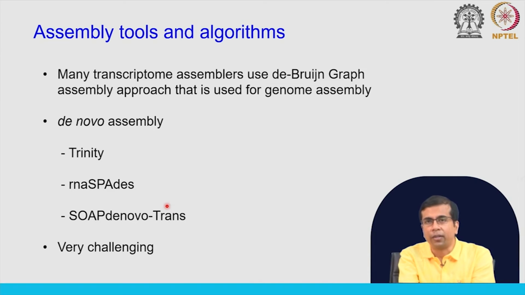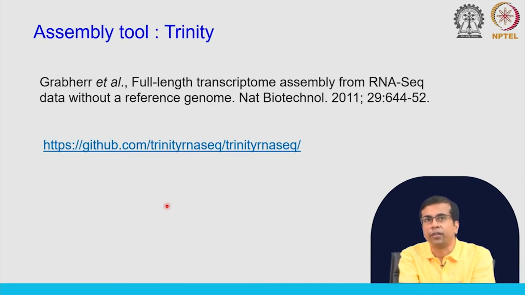I will just mention the tools, and as I mentioned, these use the De Bruijn graph assembly. Here is the paper describing the tool Trinity. It talks about the process of this assembly, and you can also get the code in this link and the tool in this link. If you want to use it, you can go there, download, install and use this tool. So, have a look. We are not going to go into the algorithm. The algorithm is De Bruijn graph assembly, which we will discuss a bit later.